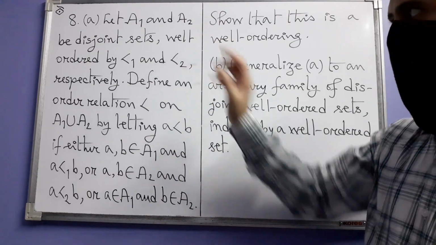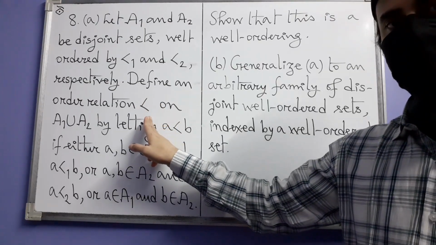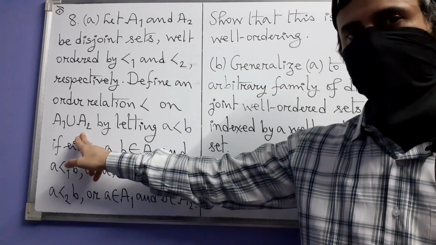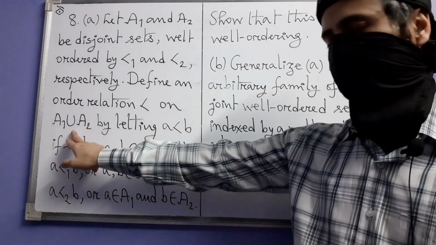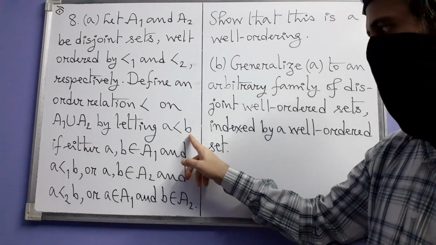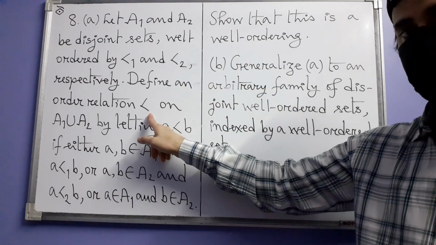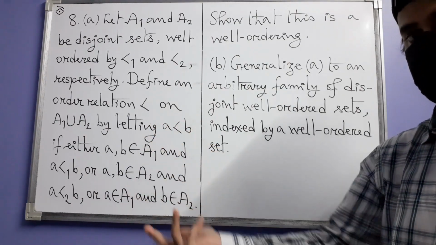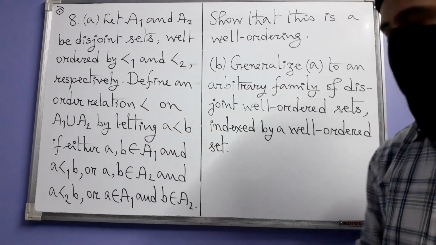Now using these two ordered sets, we are defining a new ordered relation on the union of the two sets like this. You take two elements A and B from the union, we would say that A is less than B with respect to the new order or new relation. Actually, I don't want to say that it's an order because that's what we have to show. So let us just call it a relation.